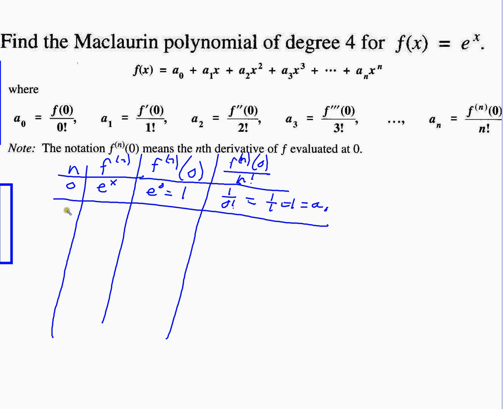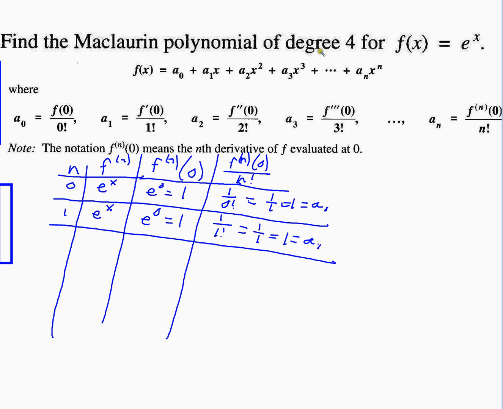Now we're going to do n is 1, so our first derivative of e to the x is e to the x. And we do that derivative at 0, which is 1, but now we do 1 over 1 factorial, which still actually turns out to be 1 over 1, which is 1, which is a sub 1. Now we might think it's always 1, but hopefully you realize as the factorials grow, this is going to change.